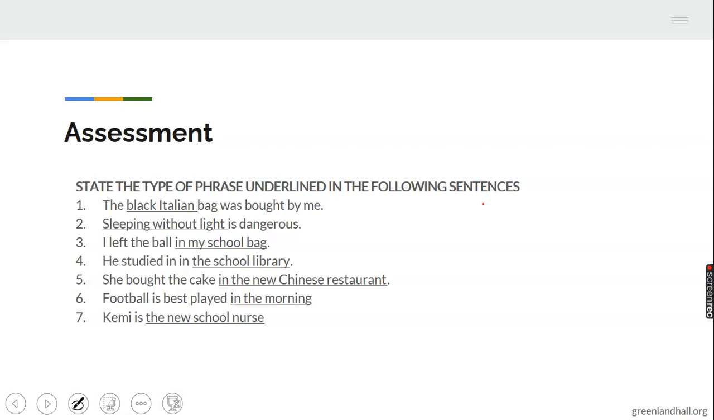The black Italian bag was bought by me. Sleeping with that light is dangerous. I left the ball in my school bag. I studied it in the library. She bought the cake in the new Chinese restaurant. Football is best played in the morning. Kemi is the new school nurse. These seven examples, I want their types written in front of them against next class.